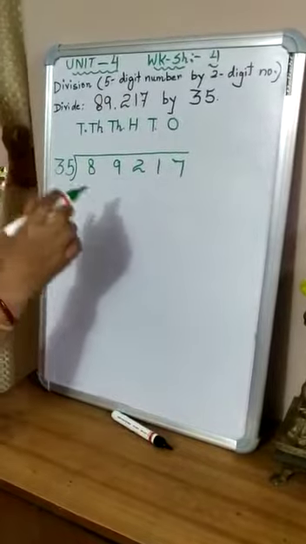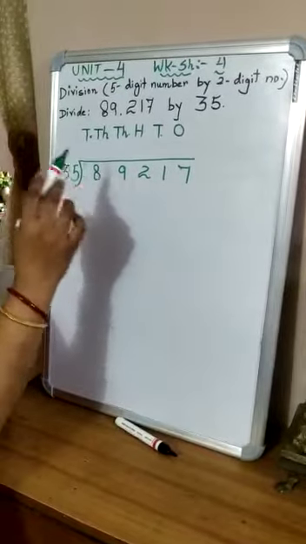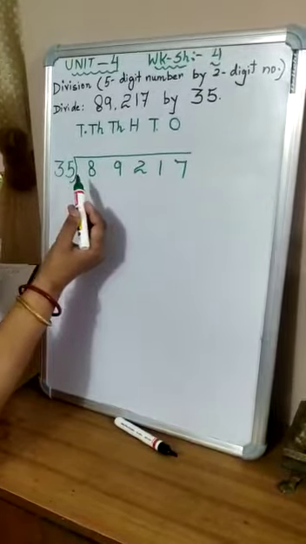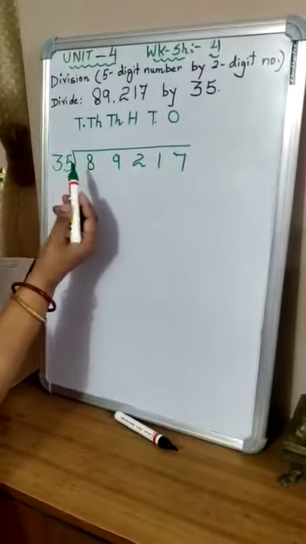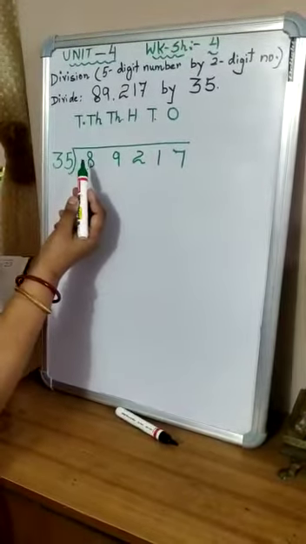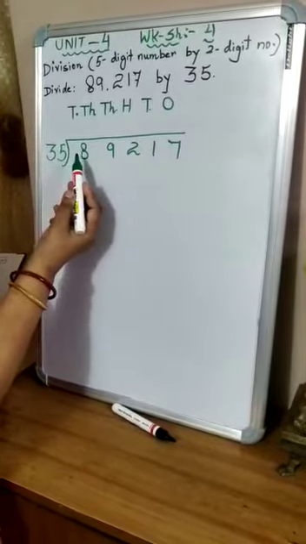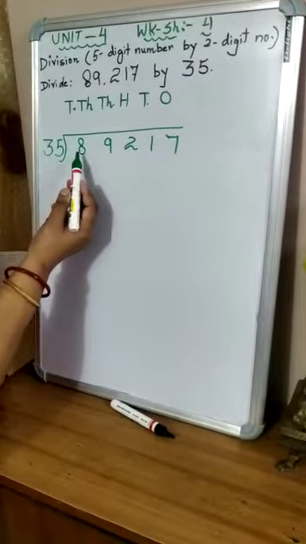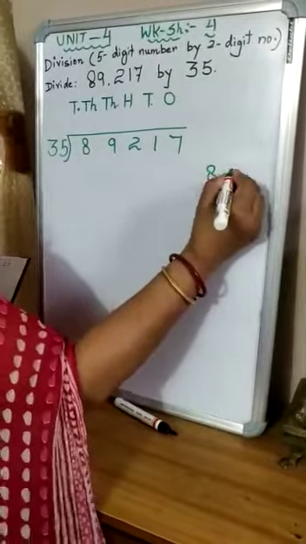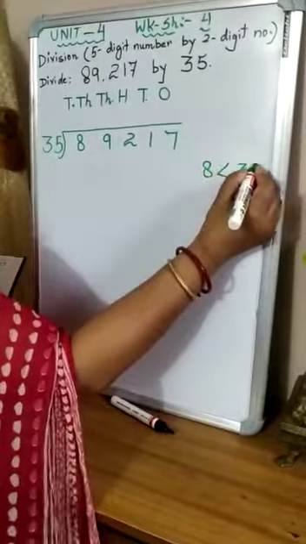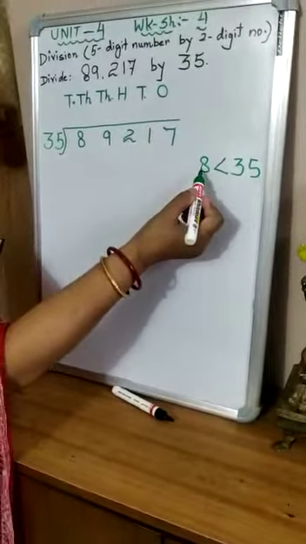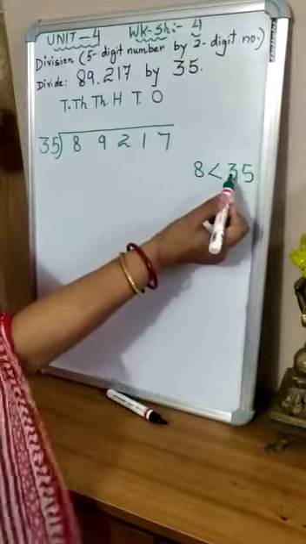Now, when we are doing division, we start from the extreme left side, that is, the highest place value digit. Here the highest place value digit is 8. The value of 8 is 80,000. Here 8 is less than 35. So I will start the multiplication when the number is less than 35.